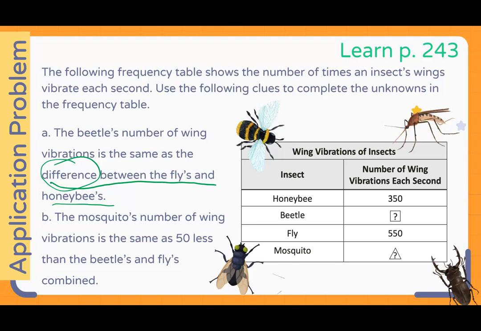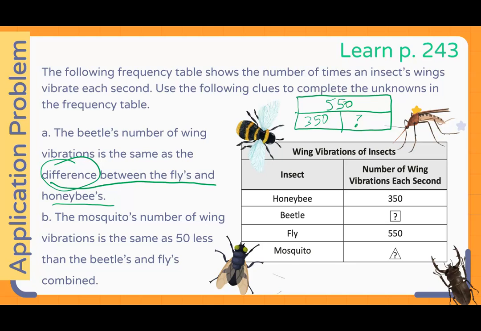Now, 550 is the bigger number, so we're going to use that as our total. So we're going to draw a strip diagram. Our total is going to be 550. And one of our parts will be 350. And we don't know that one. Okay? So what we have to do is we have to subtract.